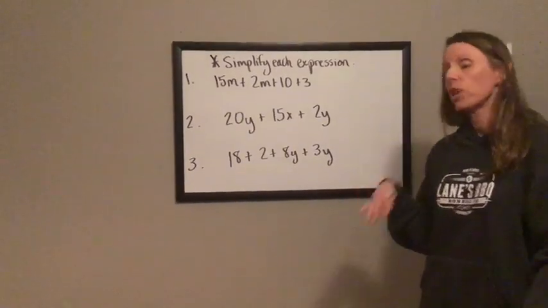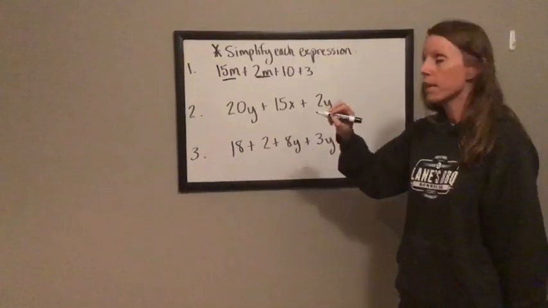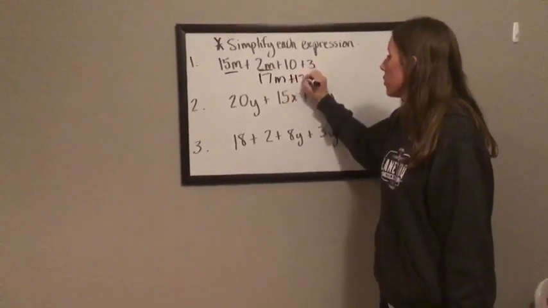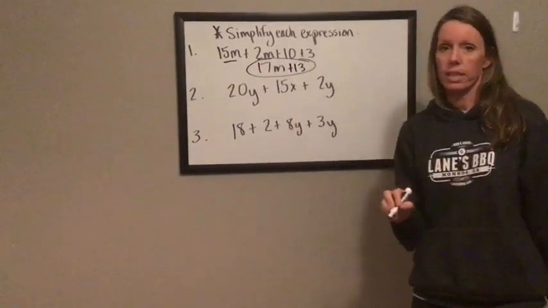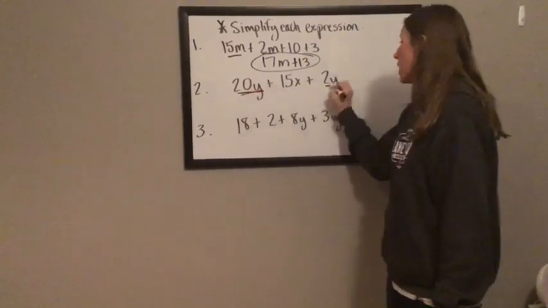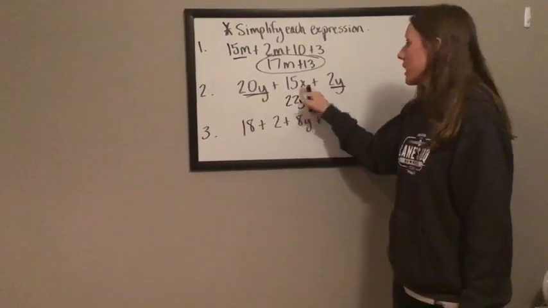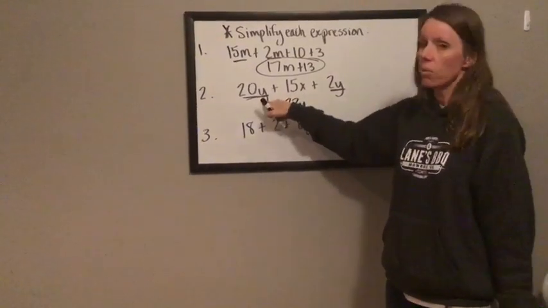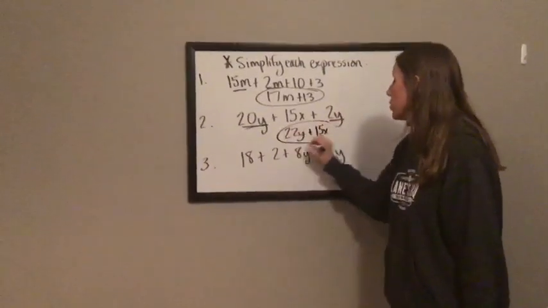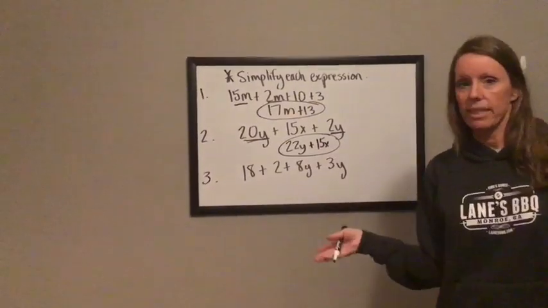Hopefully you've tried your best. Let's see if you got them right. For the first one, I have 15m and 2m, so that's 17m, and then 10 and 3 is 13. 17m plus 13. For the second one, this one was a trick. 20y and 2y, well, y's hang out with other y's, so that's 22y. But I can't add this to it because x's don't hang out with y's, so I can't combine them. They're not buddies. So my answer is just 22y plus 15x. If you put 15x plus 22y, that's the same thing, so either one's fine.